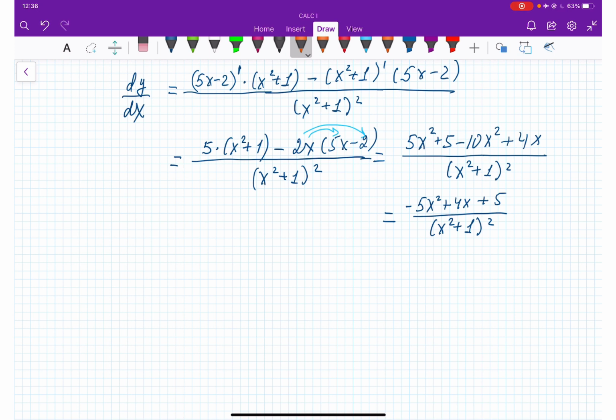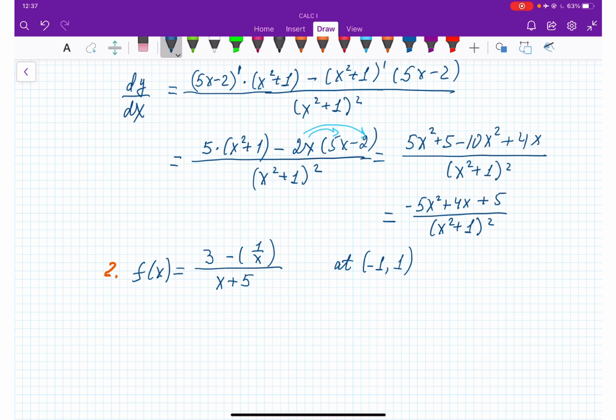Second problem for quotient rule. f of x is equal to 3 minus 1 over x, over x plus 5. At the point, so we're going to differentiate at the point negative 1 and 1. Okay.